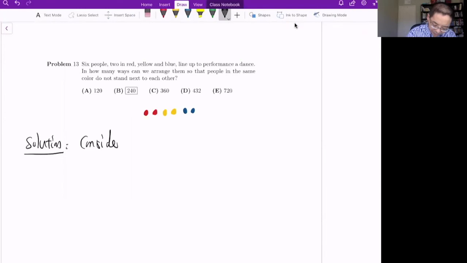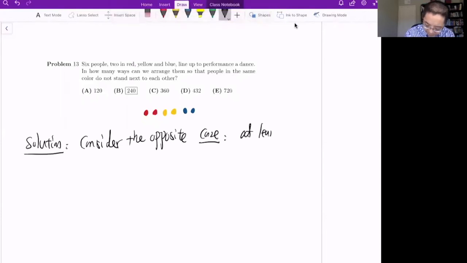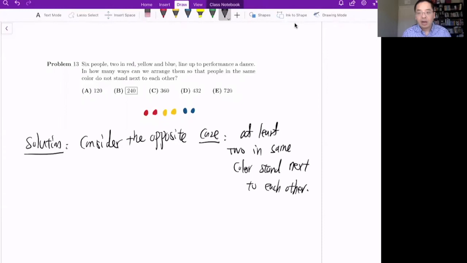Consider the opposite case. The opposite case means at least 2 stand next to each other. So at least 2 in the same color stand next to each other. Okay. All right. So then we have 3 situations. Right? Either we have 2 red, they stand next to each other, blue stand next to each other, or yellow, they stand next to each other. Of course, there are overlaps.